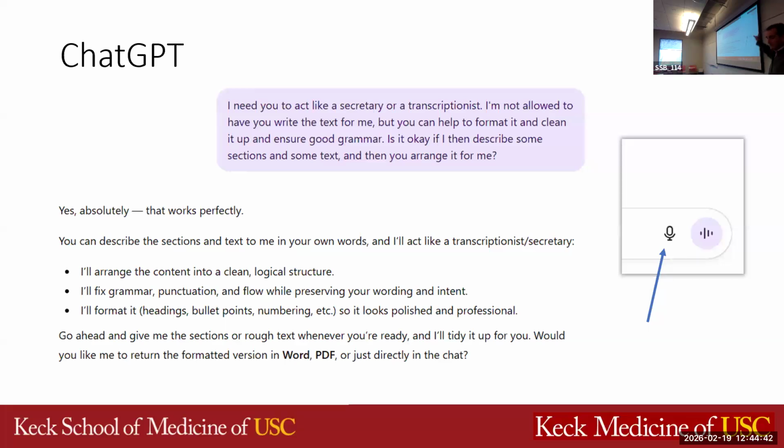So I go to ChatGPT and this is the instructions I gave it. One of my chats is just transcriptionist. I need you to act like a secretary transcriptionist. This is my grant writing one, because I am not allowed to have you write for me. The NIH says you can't write. I'm not allowed to have you write the text for me, but you can help format it, clean it up, ensure the grammar is good.